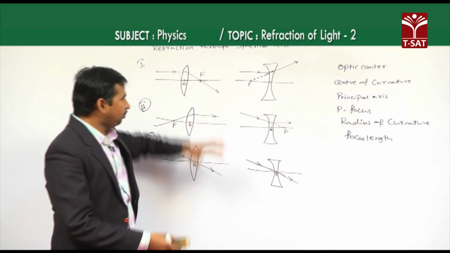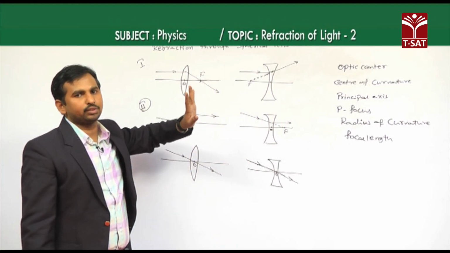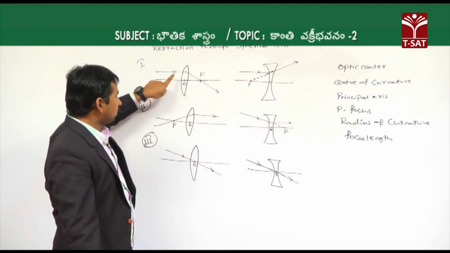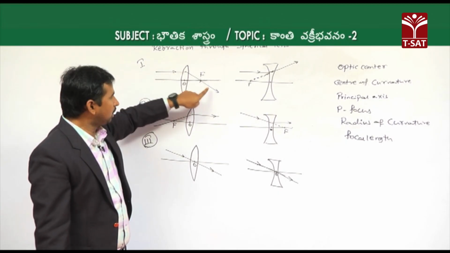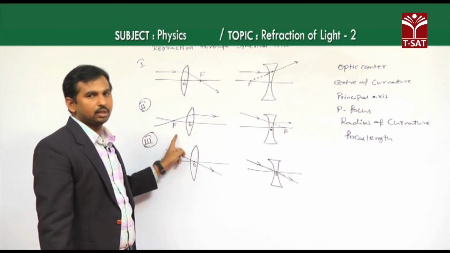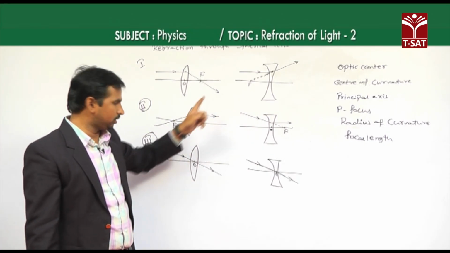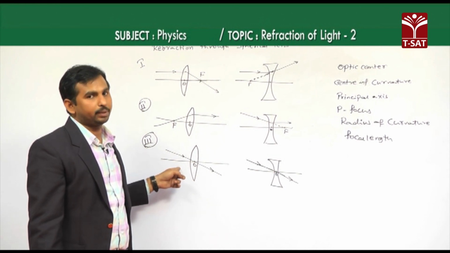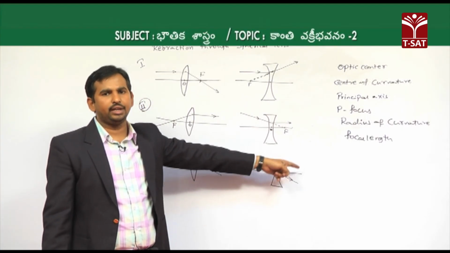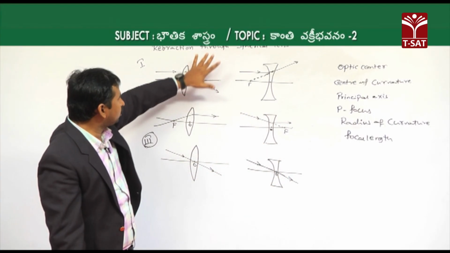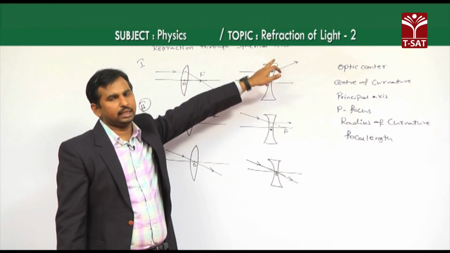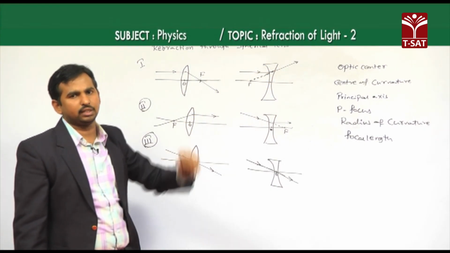So, these are the three minimum rules we have to follow if the light ray is passing through any convex lens or concave lens. First case, the light ray passes parallel to the principal axis, and after refraction passes through the focus. Next, the light ray passing through the principal focus, after refraction passes parallel to the principal axis. And the next one, if the light ray passes through the optic center, after refraction it goes without any change in its path, undeviated. These are the rules we follow whenever light is refracted through a spherical lens, whether convex or concave.